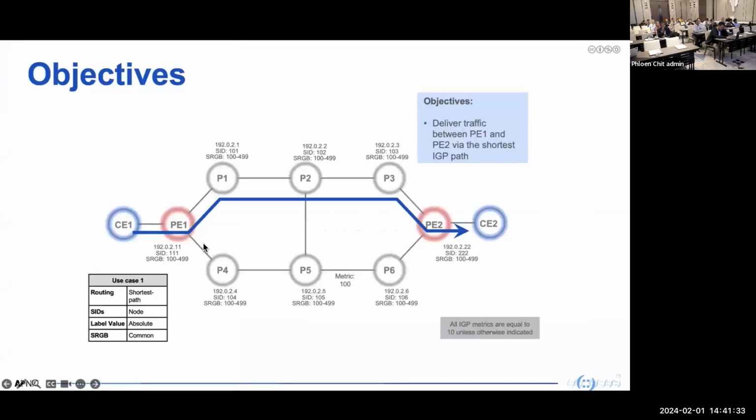Our objective is to deliver traffic between PE1 and PE2 through the shortest IGP path. For simplicity, all IGP metrics are set to 10 by default unless otherwise indicated. So on this topology, if we did not mention the IGP metric, it will be 10, except this one is 100. As we can see in the diagram, the link between P5 and P6 has a metric of 100. As a result of this, the shortest path from PE1 to PE2 is through P1, P2, and P3.